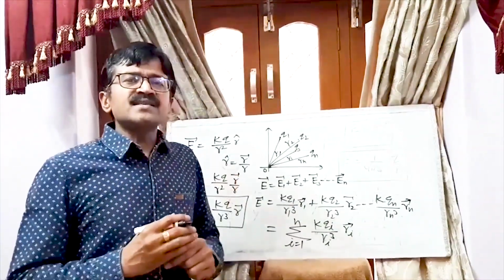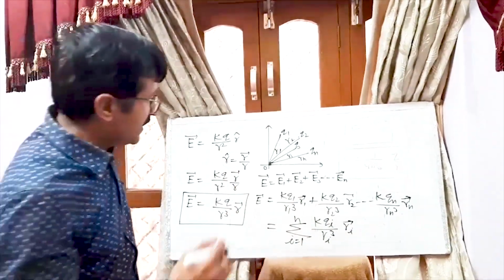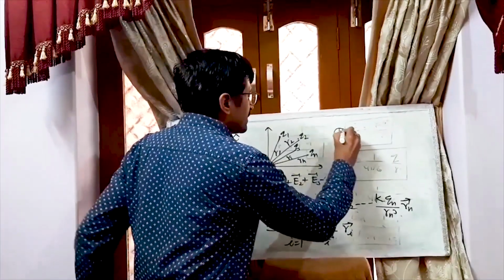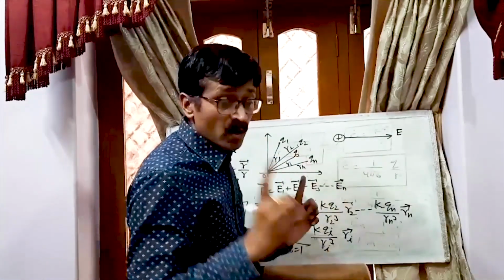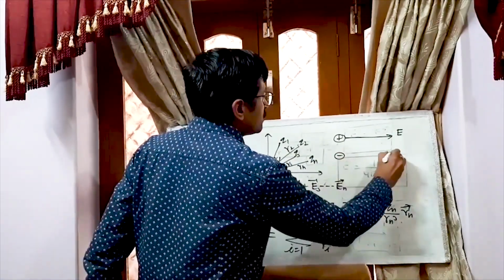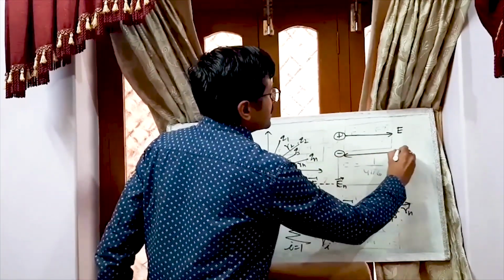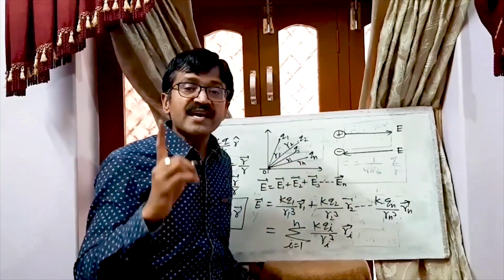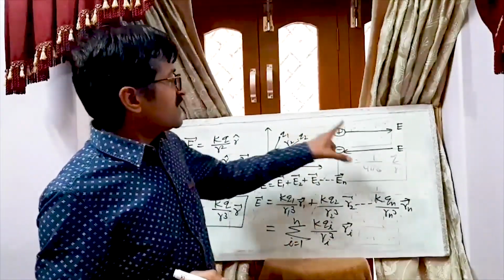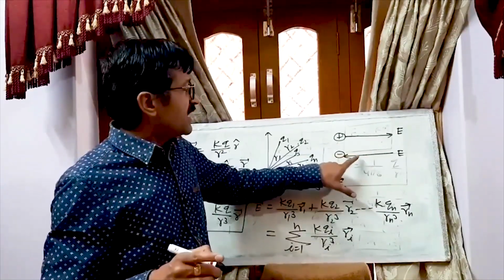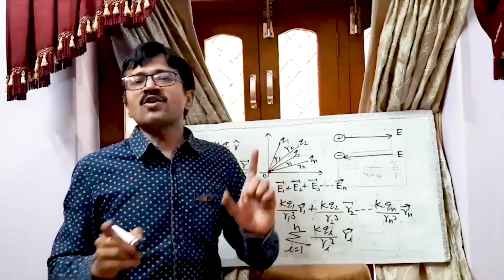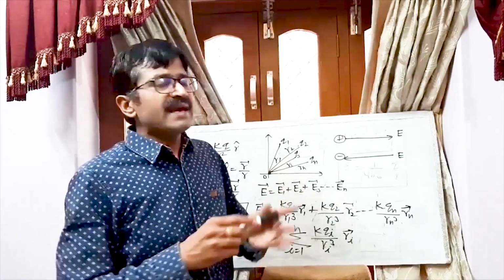Now the question arises, what is the direction of electric field intensity? In the case of a positive charge, the direction of electric field intensity will be outwards. In the case of a negative charge, the direction of electric field intensity will be inward. Remember, students, for a positive charge, electric field intensity will be outward, and for a negative charge, it will be inwards.